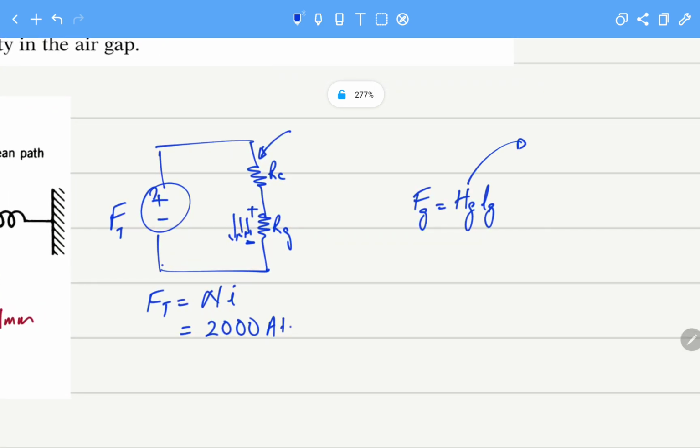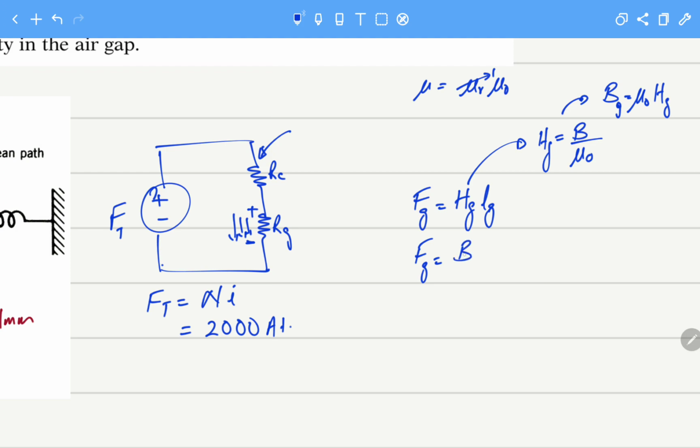Now the magnetic field intensity Hg is actually equal to B over mu naught, as it is an air gap. I get this from Bg over mu naught. Here g is for gap, the air gap. That is why we are only writing mu naught, because for air mu r is 1, and this is the permeability of air. So Fg equals B in the air gap over mu naught, into Lg.